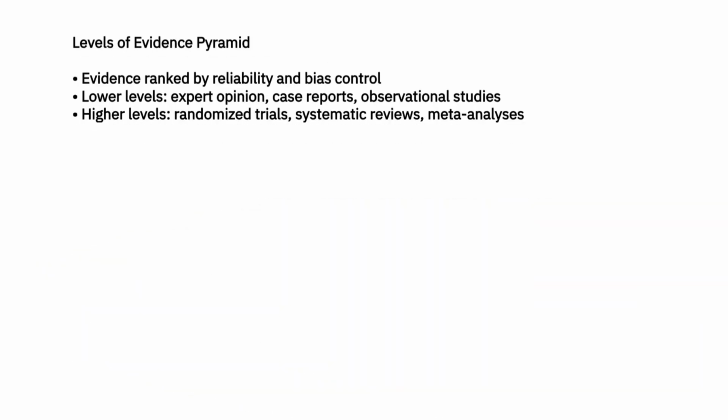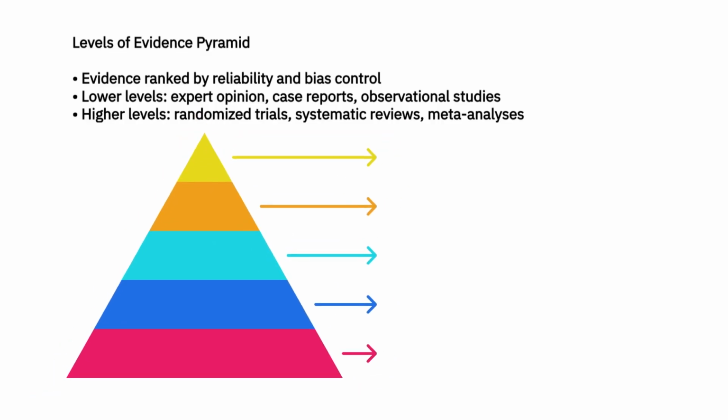To understand the hierarchy of evidence, it helps to picture a pyramid. At the base of the pyramid, we have the types of evidence that are the easiest to generate, but the least reliable. Things like expert opinions, case reports, and case series. These can be helpful for raising early questions, spotting unusual events, or sharing new experiences. But because they lack controls and can be influenced by personal bias, their reliability is limited.